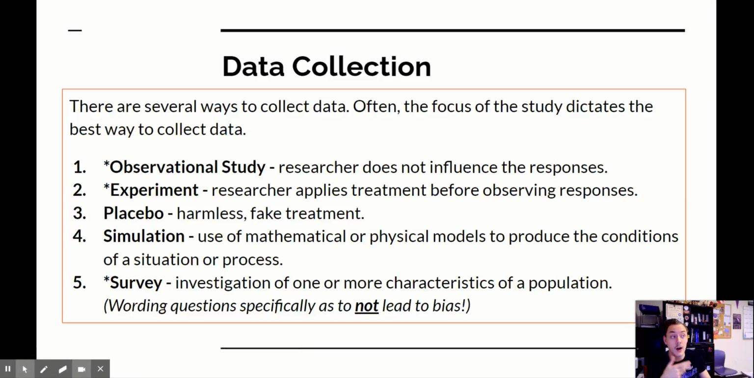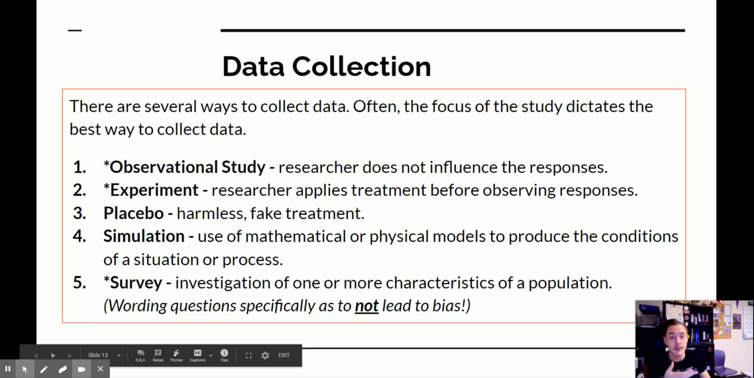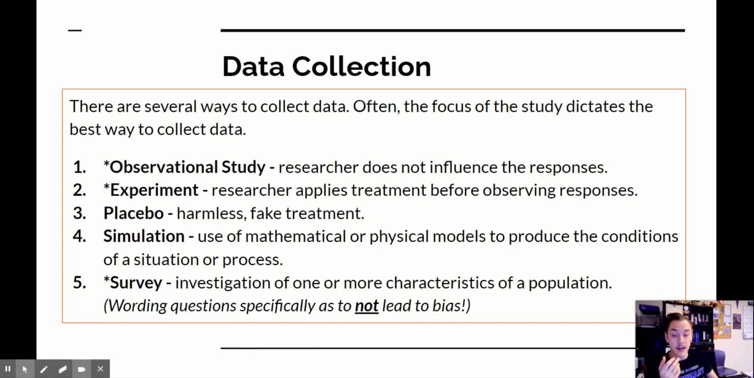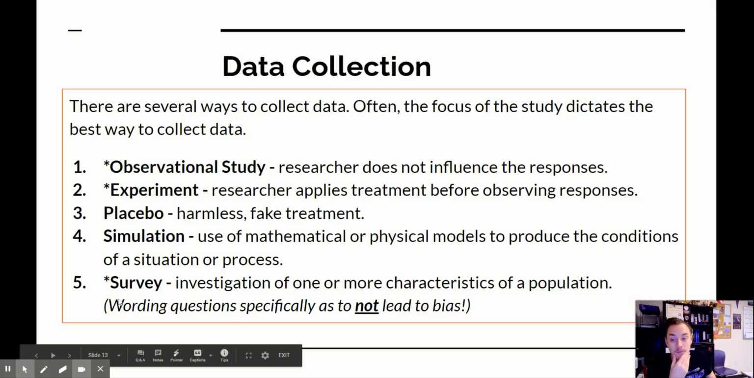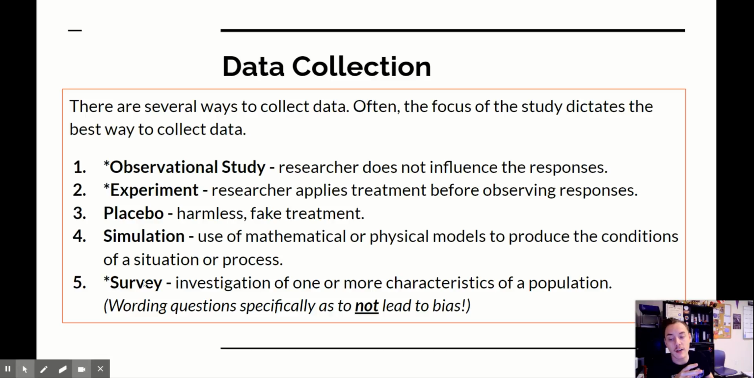Because you're saying, oh, you have a bias there because you hate Lowe's, and that's why you said it in your question there, right? So the reason why I starred these is because those three, 1, 2, and 5, are survey, observational study, and experiment. Those are the ones that we're mainly going to be talking about the most.